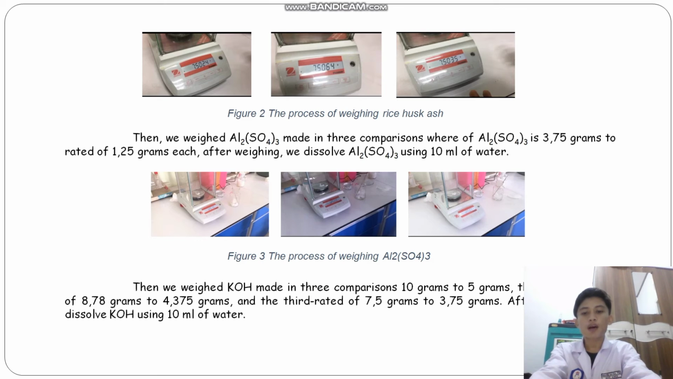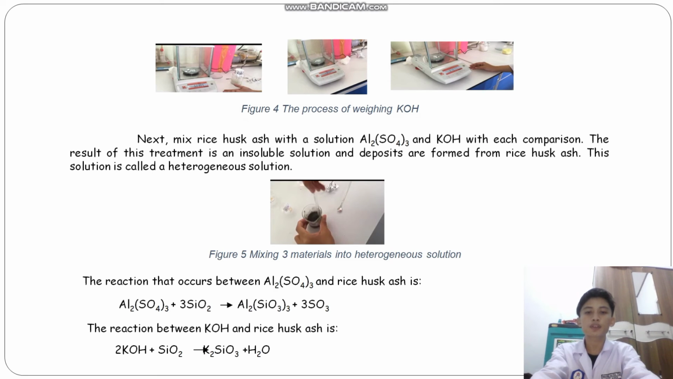The KOH weighing made in the compressions: 10 grams to 5 grams. The second ratio of 7.5 grams to 375 grams, and the third ratio of 5 grams to 375 grams. After weighing, we dissolve KOH using 10 ml of water. Figure 4, the process of weighing KOH.